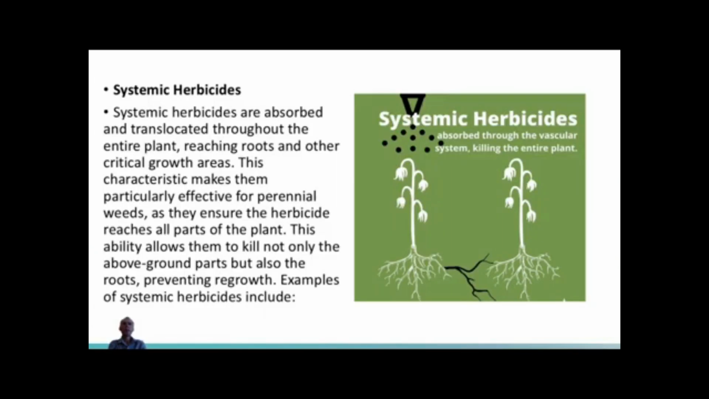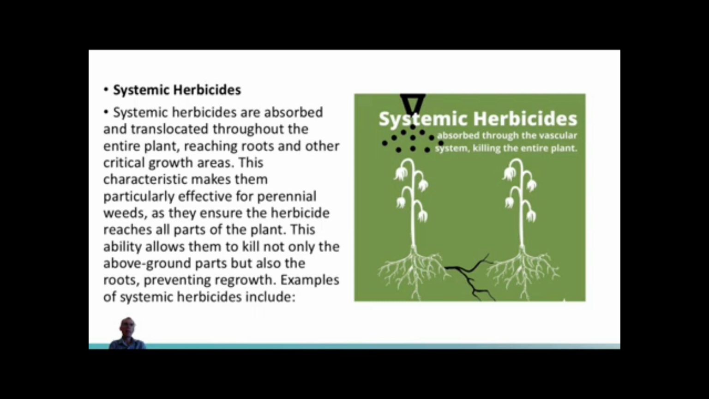Let's look at systemic herbicides. Systemic herbicides are absorbed and translocated throughout the entire plant, reaching roots and other critical growth areas. This characteristic makes them particularly effective for perennial weeds, as they ensure the herbicide reaches all parts of the plant. This ability allows them to kill not only the above-ground parts, but also the roots, preventing regrowth.